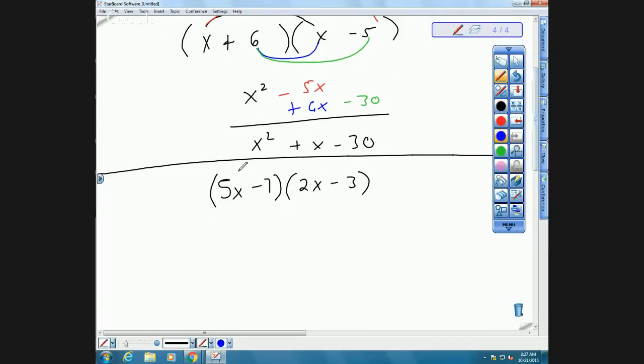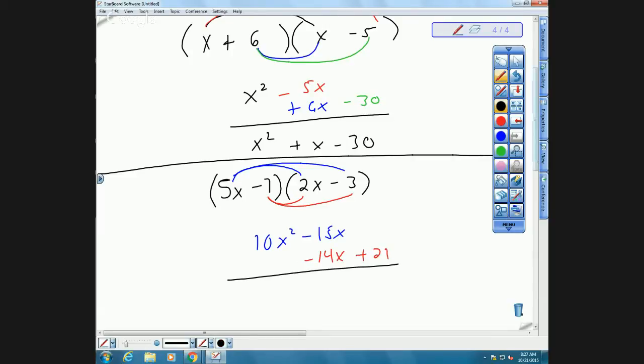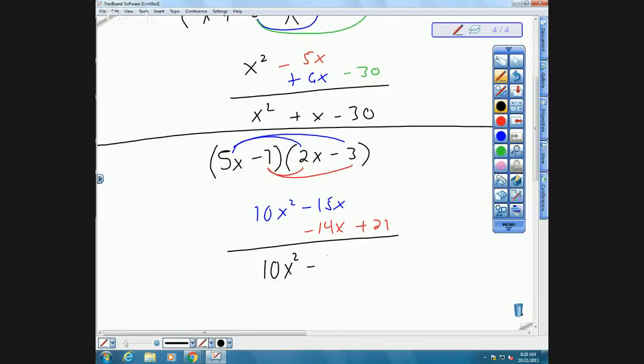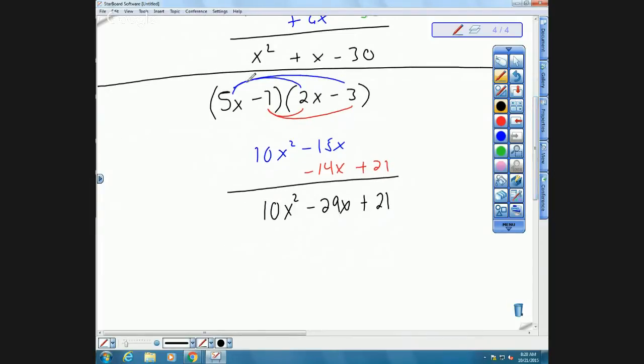All right, so again, FOIL is just taking this one times everything over here. So that'd be what? 10x squared minus 15x. And then taking this one times everything over here. So it'd be negative 14x plus 21. So I have 10x squared. Combine these would be what? Negative 29x plus 21. So again, the idea behind FOIL is just a way to help you remember to take this one times everything over here and this one times everything over here. And we're going to use that same thought process when I go back to 5.3 for a second.